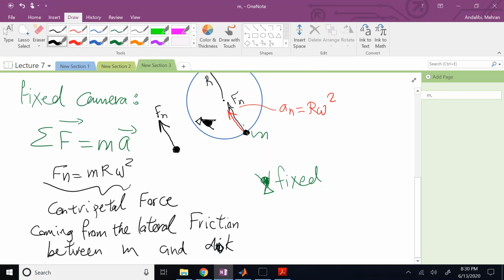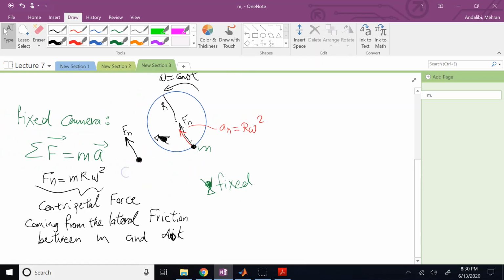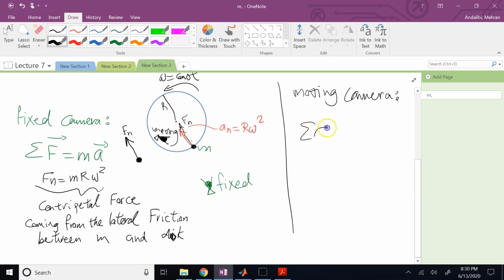Now, if we look at what the moving camera would see, so this is the moving one, what do you think the moving camera would describe? It says the sum of the forces is equal to m times a. But this camera does not see any acceleration.